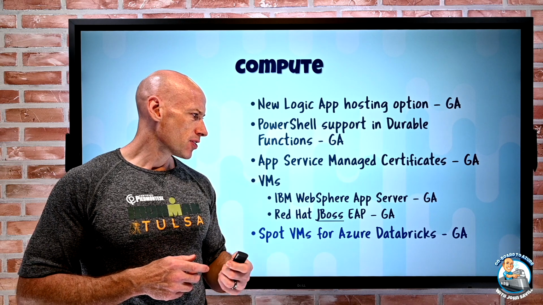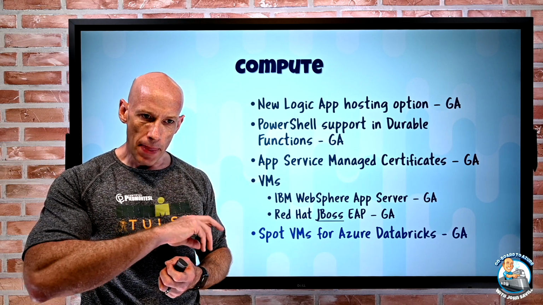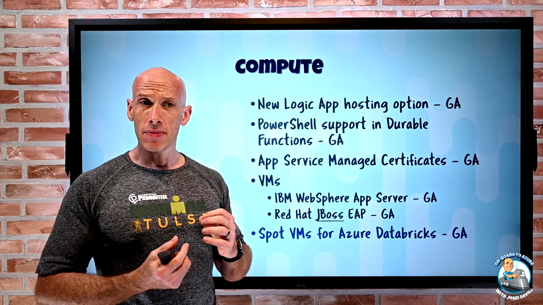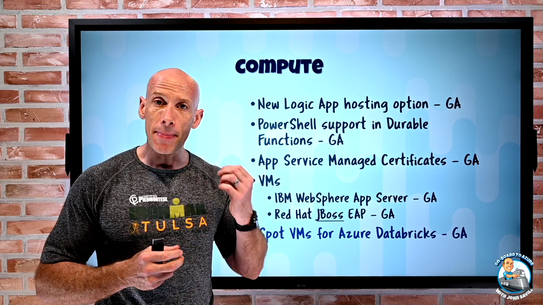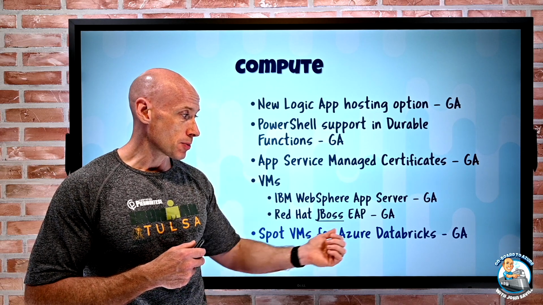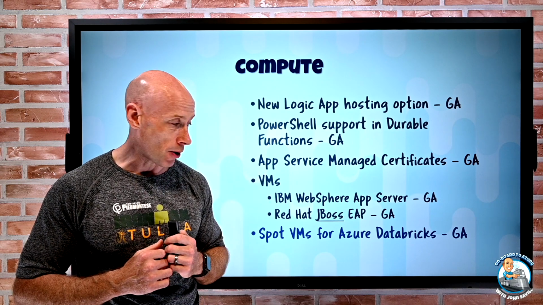And then Spot VMs for Databricks. So remember, Databricks is that optimized Apache Spark-based analytics environment. Well, Spot VMs is, hey, there's spare capacity in Azure. I can use it at a much cheaper price. So now I can actually use those Spot VMs as part of my Databricks to bring down the cost. So that's GA as well.